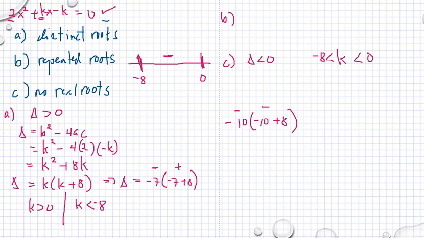What happens when repeated roots, that means is equal to 0? Then we have k times k plus 8 is equal to 0. So we have two possibilities, k is equal to 0 or k is equal to negative 8.